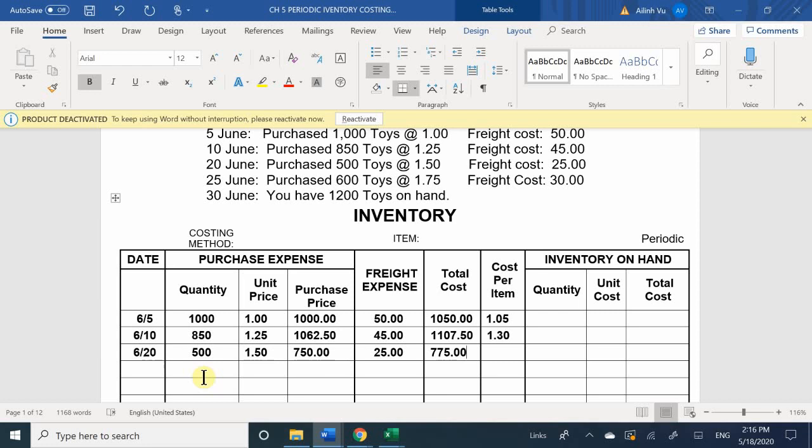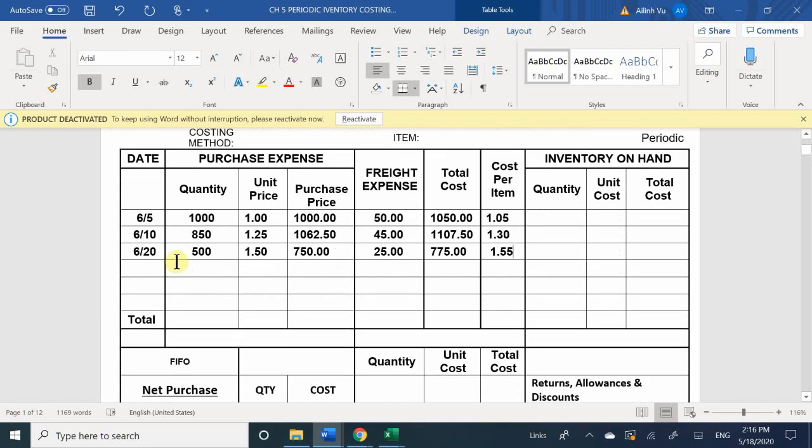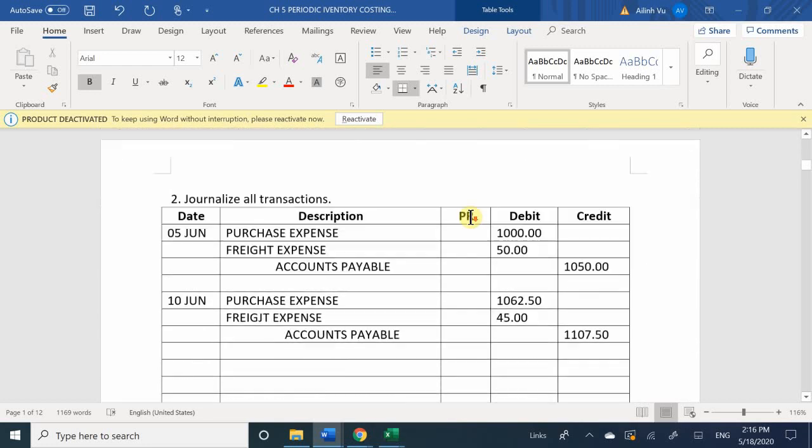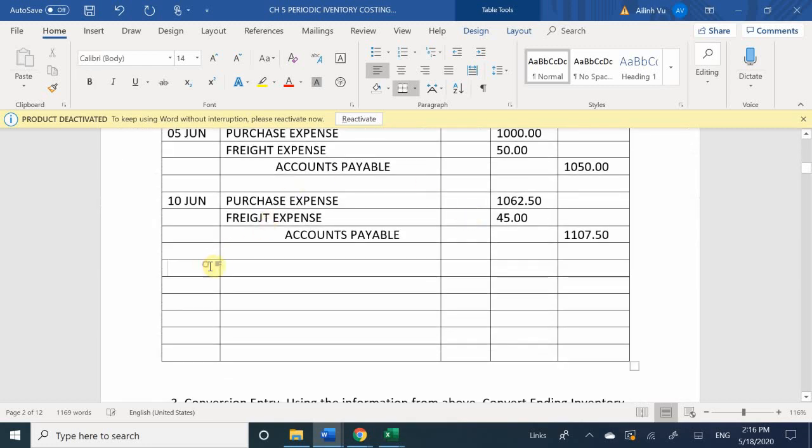$1.55. Okay. So now, no matter who's talking, my screen will always be there. So 1.55. Good. We calculated the first time around, right? Now we solved for our purchase price, which is $750, and we already know our total cost, which is $775. So now we can bring it down here, and now we can journalize it. So let's go ahead and journalize it for the 20th of June.